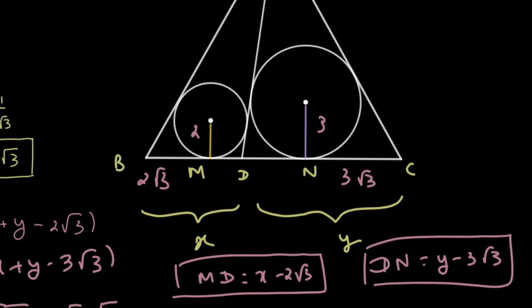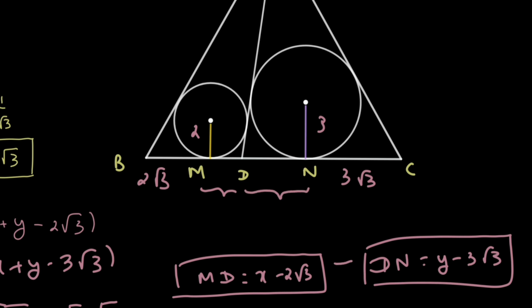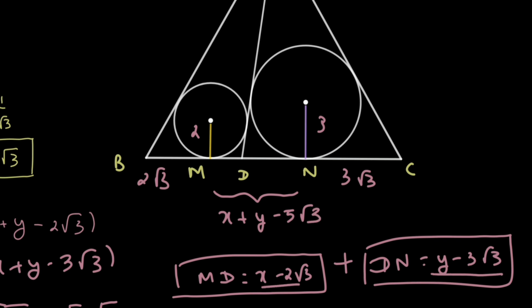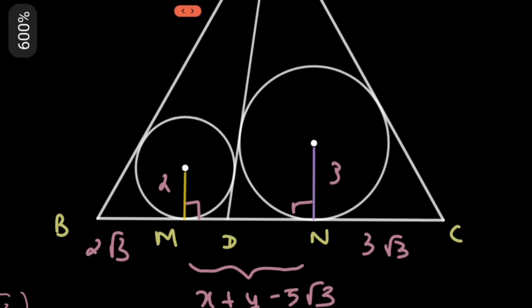So if I just remove this from here, what we currently have is the length of MD and the length of DN. If I add both, what I get is the complete length of MN, and that would be equal to X plus Y minus 5 square root of 3, adding the right hand side of this equation. Okay, so here we have got the length of MN. Now recall that angle M and angle N were 90 degrees because they were the tangent point angles. Now I will draw a perpendicular from the point O to the line segment PN.